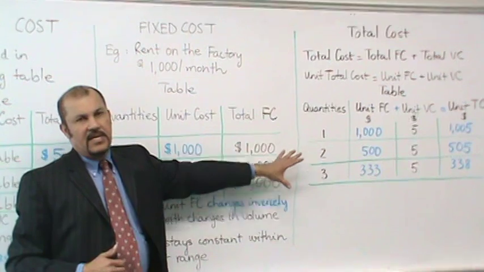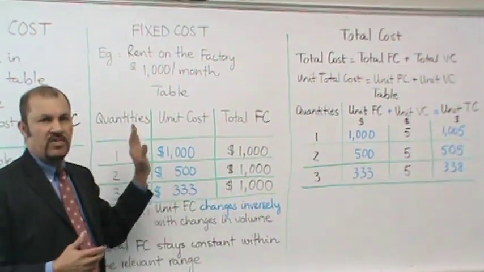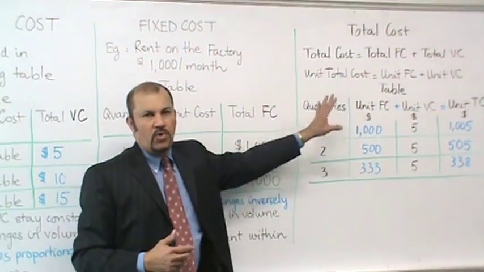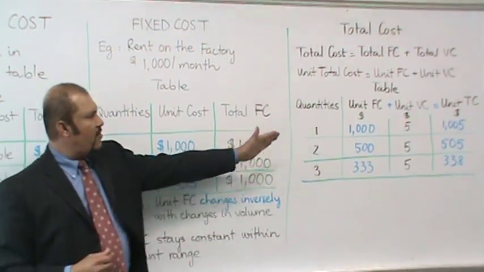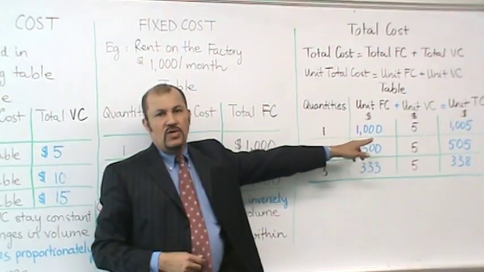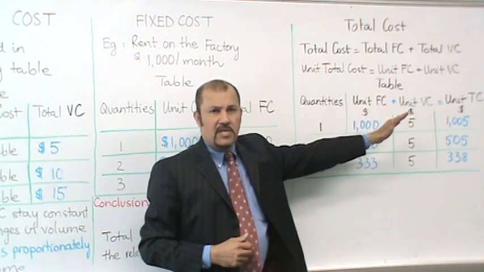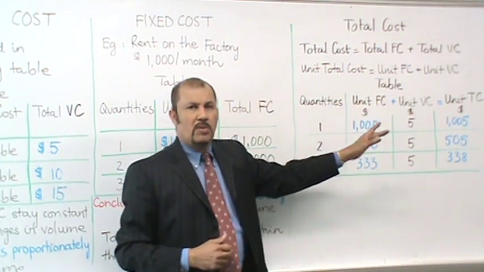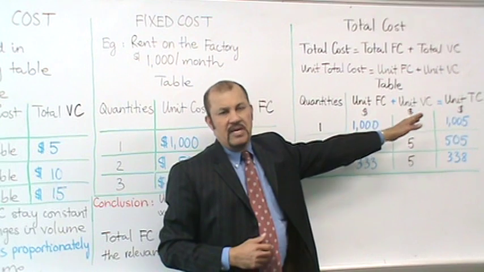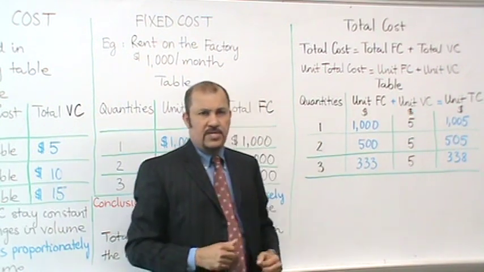So let's look at this table to understand the effect of fixed cost and variable cost on my total unit cost. So if I were to manufacture one table, from our previous tables, my unit fixed cost is $1,000. My unit variable cost is $5. So my total unit cost is $1,005. That's combining the two.